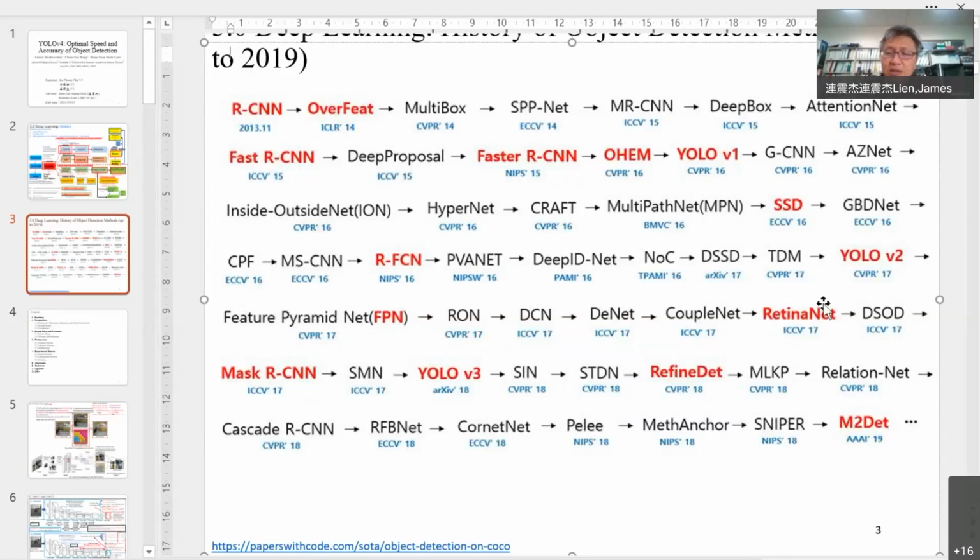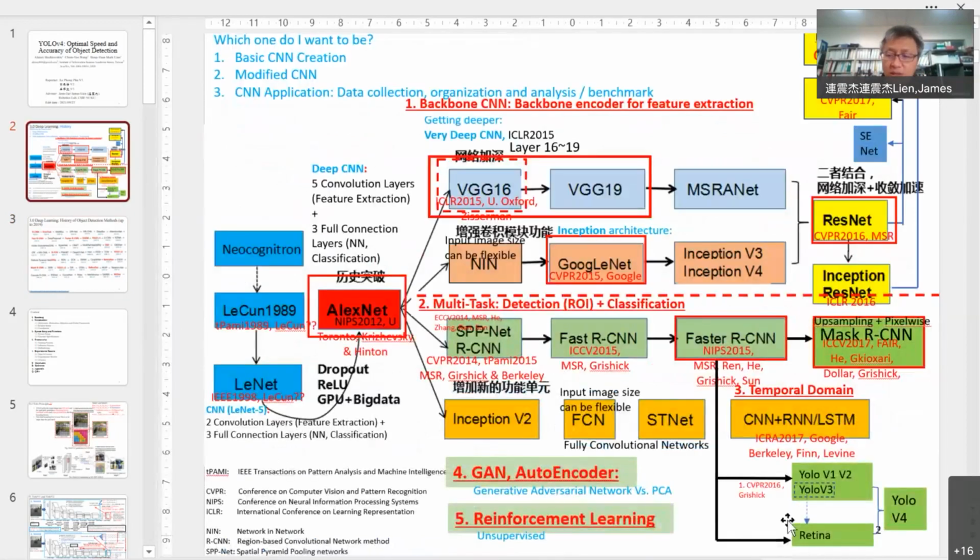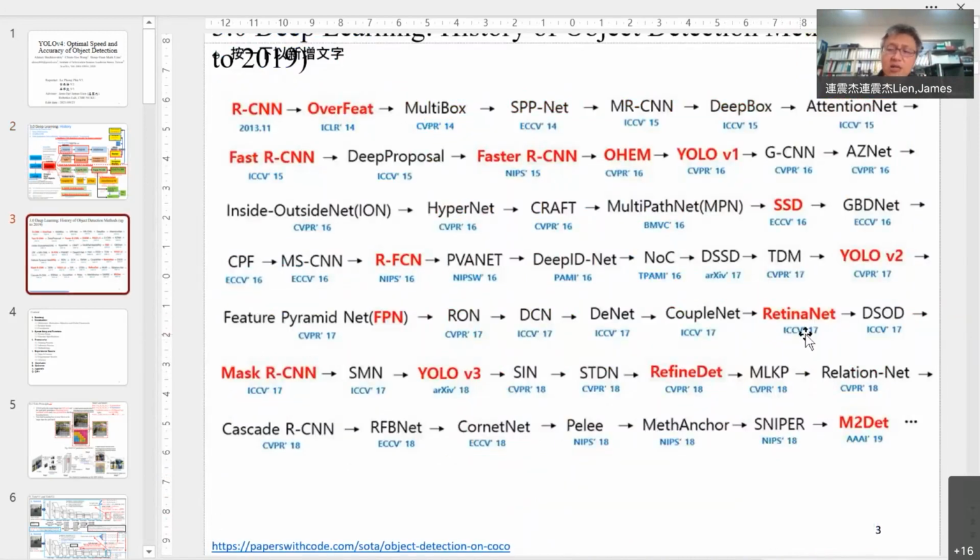Then the important RetinaNet. After YOLO V1 and V2 and the feature pyramid network, there was Retina, in ICCV year 2017, after FPN. Retina has an FPN and upsampling, and the result is better than YOLO V1 and V2, but it's slower. But not so slow, it's still around 30 frames per second. YOLO V1 and V2 are much faster.